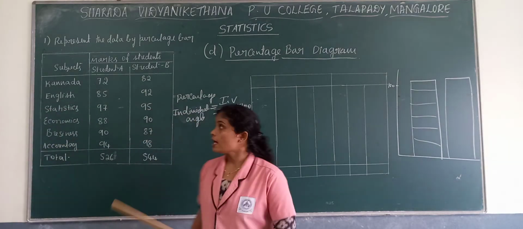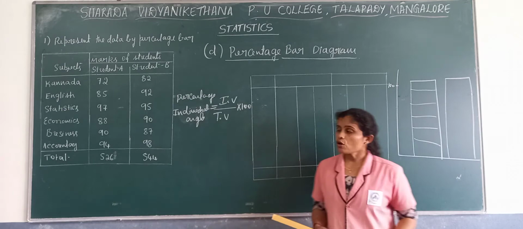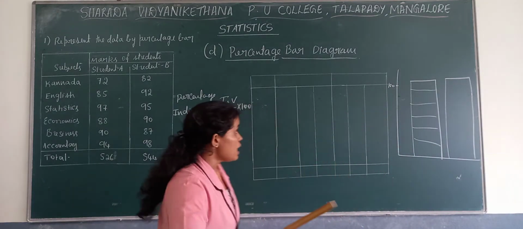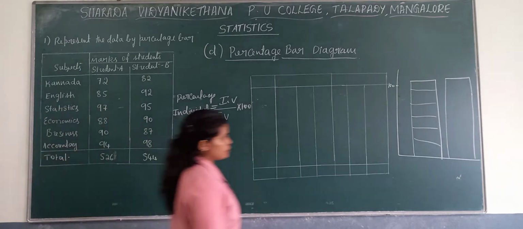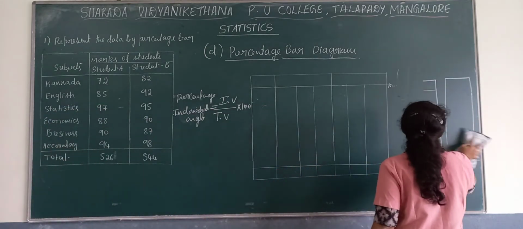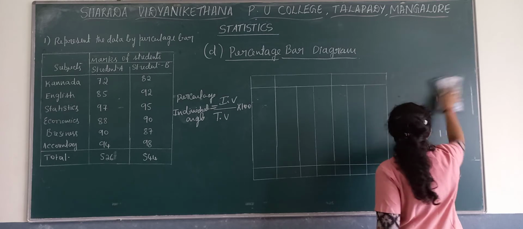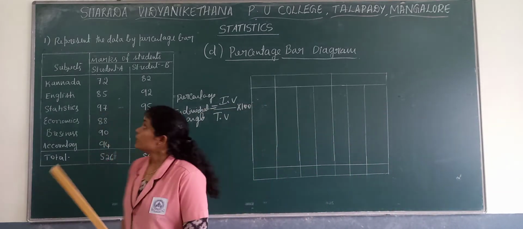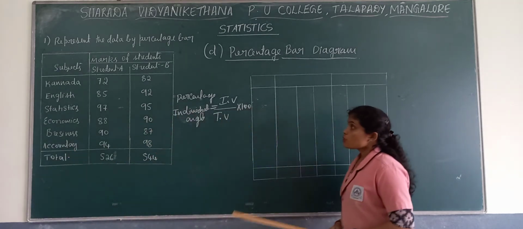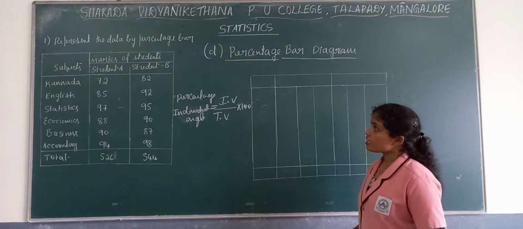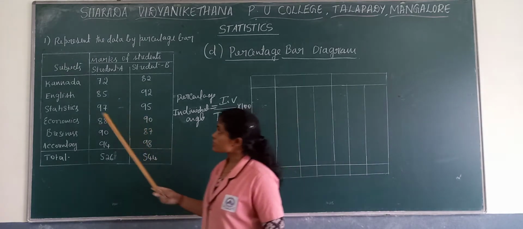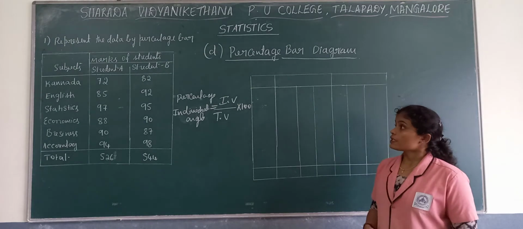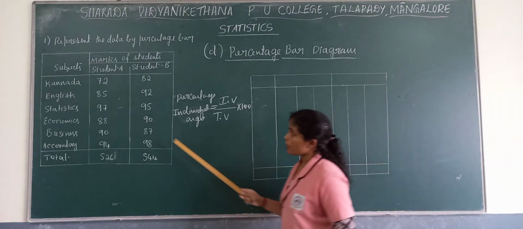Here they have given the marks of 2 students. Now we'll move toward the first problem, then it will be more clear. Now read the problem. Here the marks of 2 students they have given in the examination. Represent the data by percentage bar diagram.